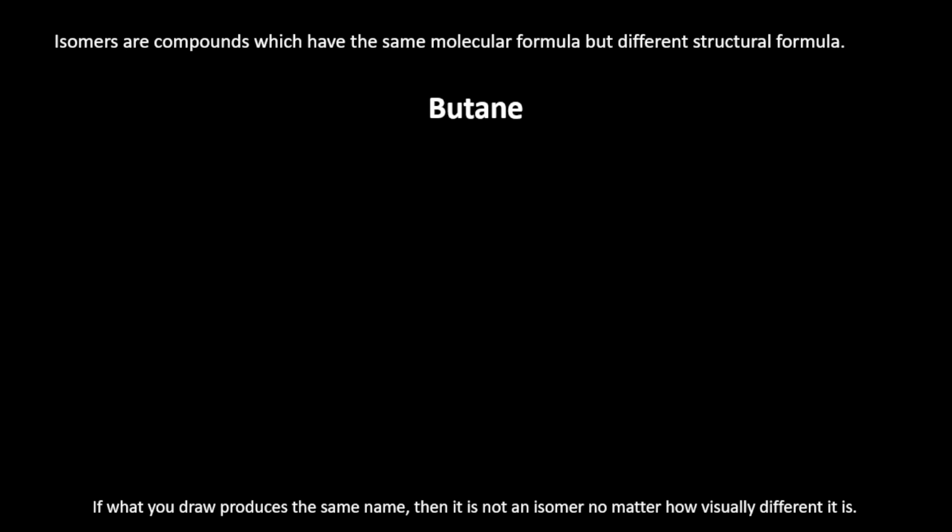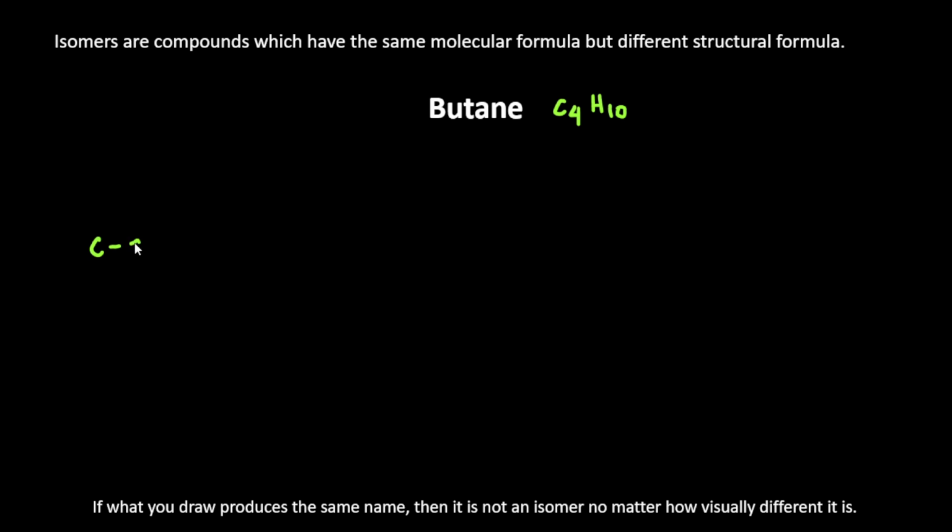Now in this video, I want to address something that beginners to organic chemistry often find difficult, which is drawing isomers. Isomers are compounds which have the same molecular formula but different structural formula. For example, butane, you know from the general formula, is supposed to have 4 carbon atoms and 10 hydrogen atoms. So first things first, I'm going to draw a very simple one.